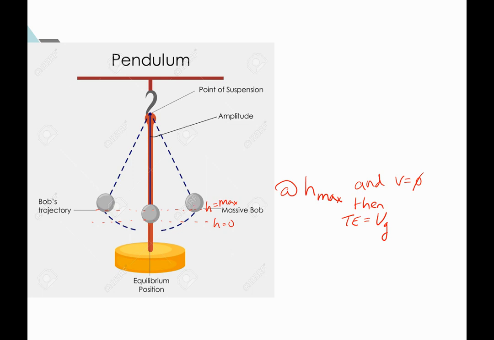Then what ends up happening is, as your massive bob goes down, it's picking up speed, so it's picking up kinetic energy and dropping potential energy until it gets to this point right here. So it's actually falling this way. Once it gets to this point here, your kinetic energy is your maximum. So up here, your gravitational potential energy is your max. Down at the bottom, your kinetic energy is your max. And then all the way back up here, your gravitational potential energy is your max again.